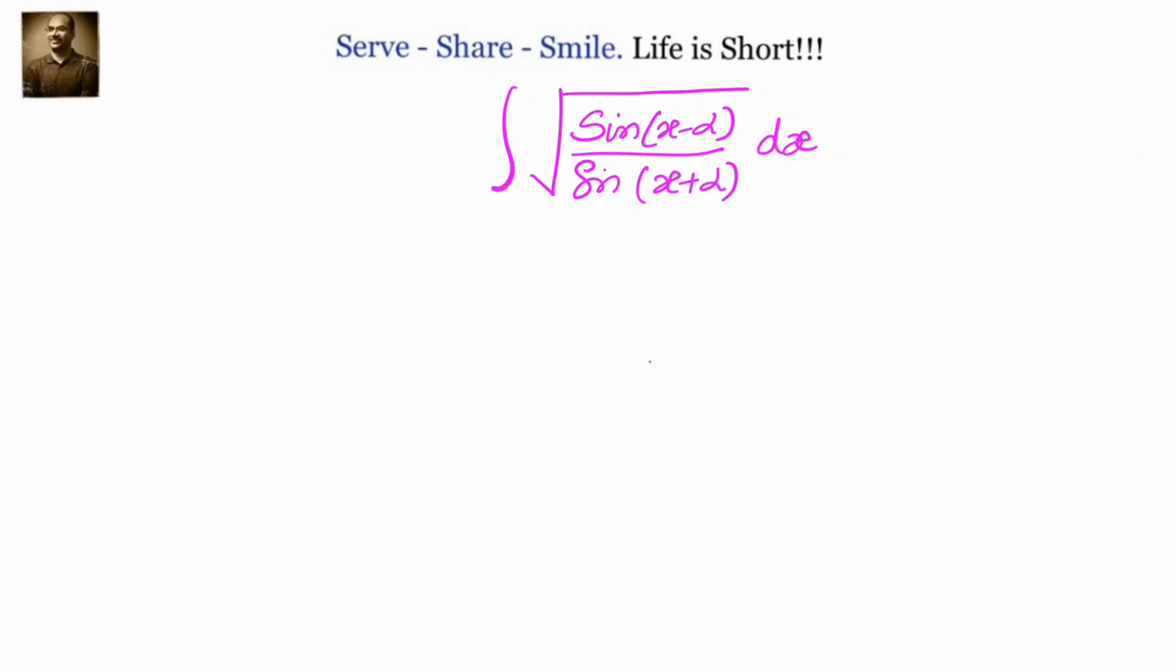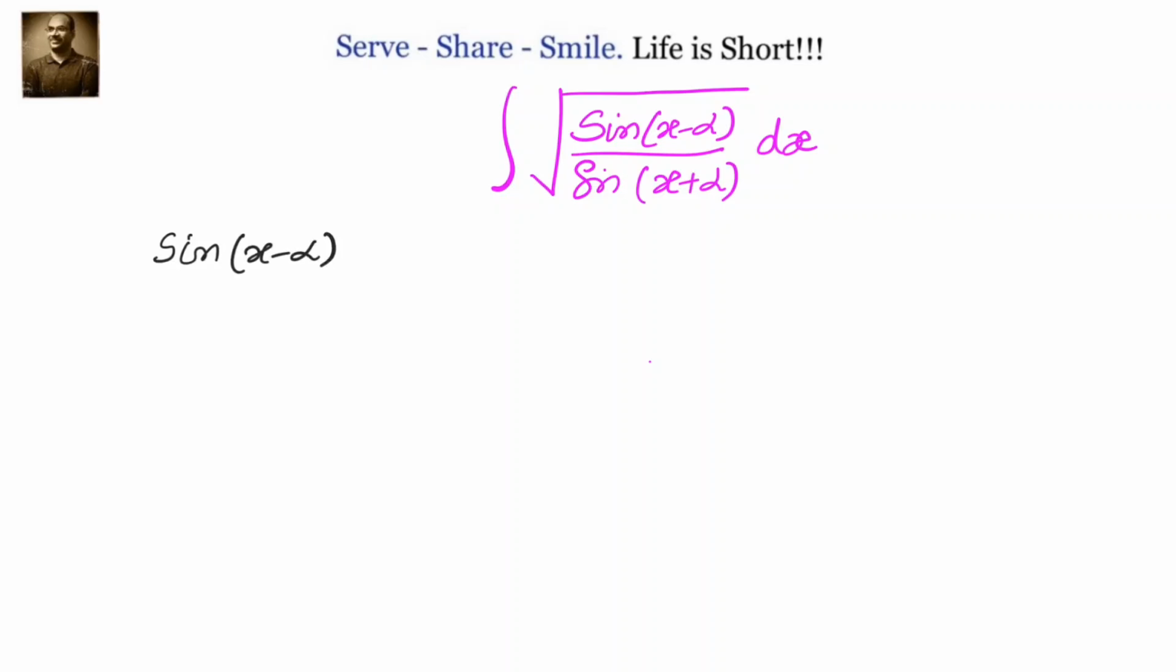Integral of square root of sin x minus alpha divided by sin x plus alpha. We have to find the integral of square root of sin of x minus alpha divided by sin of x plus alpha. So first let's try to remove the square root from the numerator. So I'll multiply with sin x minus alpha, both numerator and denominator.